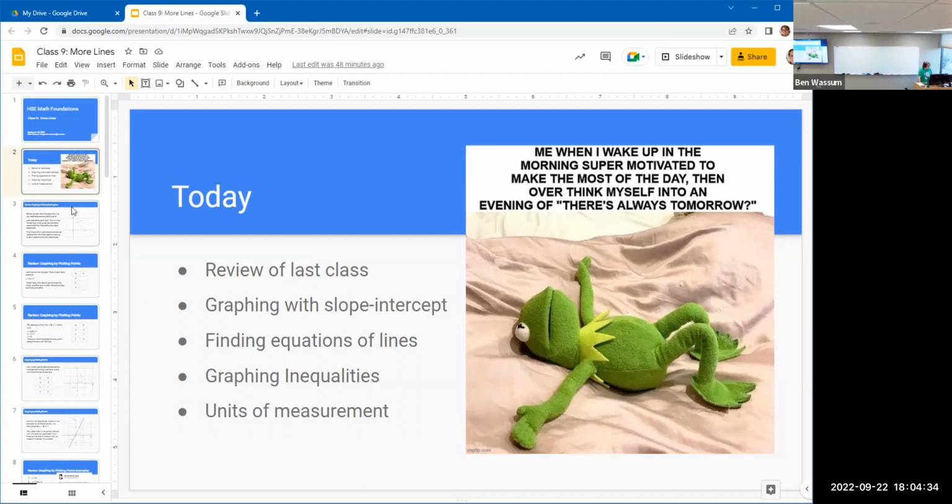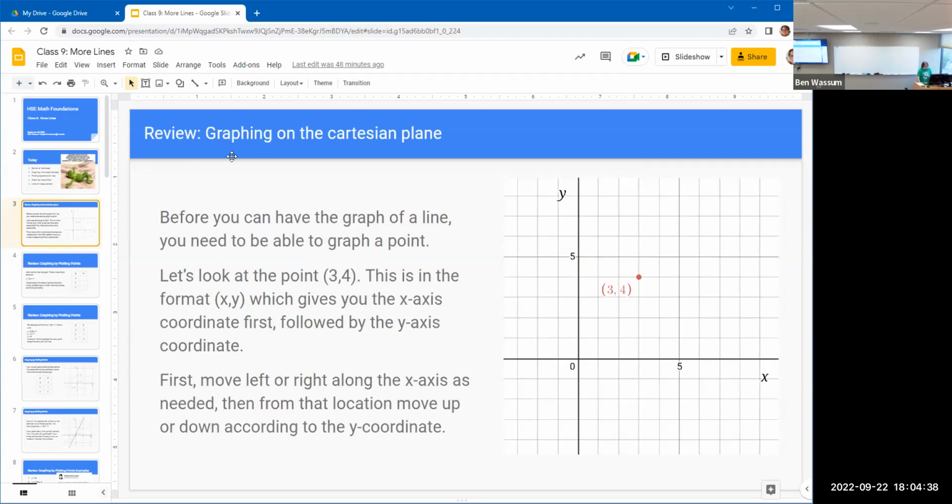So let's jump in. As usual, I like to cover what we did last time. Not a whole lot of difference between these slides and last time's slides. Still the idea of graphing on the Cartesian plane is if you're given a point, it's considered an ordered pair, which is in the format x comma y in a set of parentheses. What you end up doing is you always move left or right along the x-axis first as you need to. And then from that particular spot, you move up or down according to that y coordinate. You draw your dot, put a label next to it saying which point it is, and you are good.